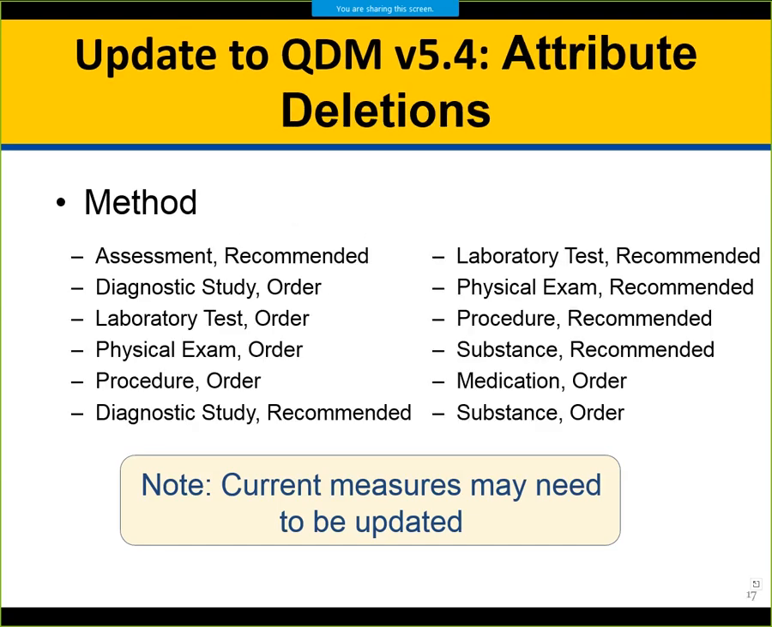And the method attribute was removed from the data types of assessment recommended, diagnostic study order, laboratory test order, physical exam order, procedure order, diagnostic study recommended, laboratory test recommended, physical exam recommended, procedure recommended, substance recommended, medication order, and substance order. If you have used any discontinued data types or attributes in your measure drafts, your CQL logic will now contain errors that will need correction. Those errors can be seen in the View CQL workspace.